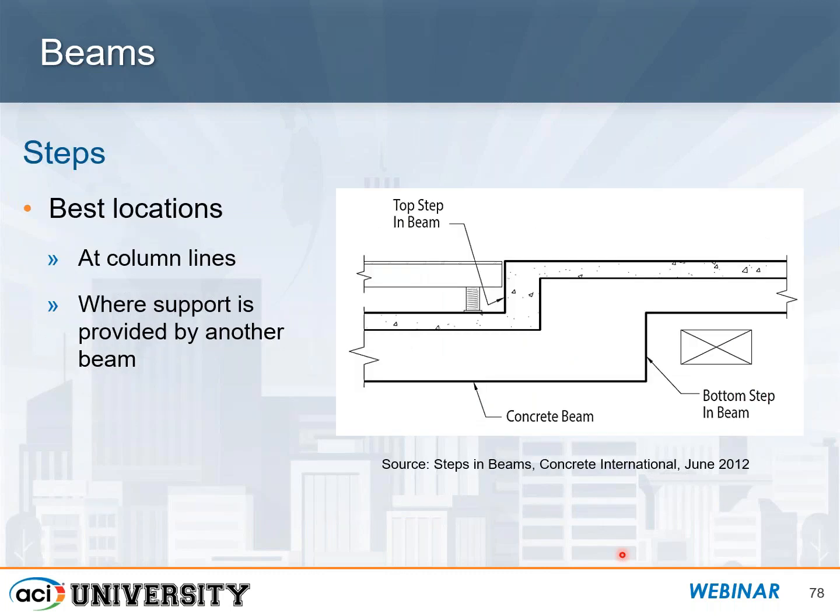We'll take a look at steps in beams. Now, if you have a step, that may be because you're going to have a raised floor for some reason, or there's no way other than to bypass some HVAC equipment. If you have a step, and of course this is not always possible, the best place is at a column line or where there's another support by a beam. That would be a natural location for it to occur. More often than not, it's not going to occur there.